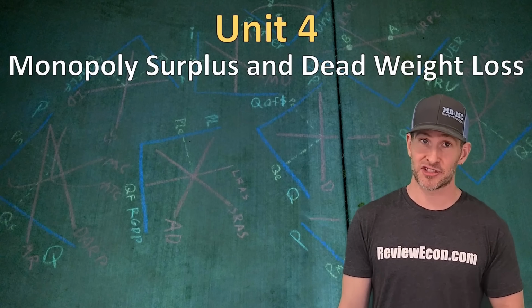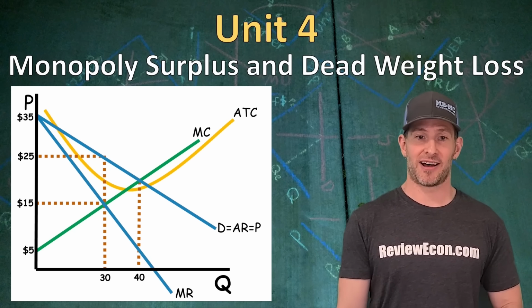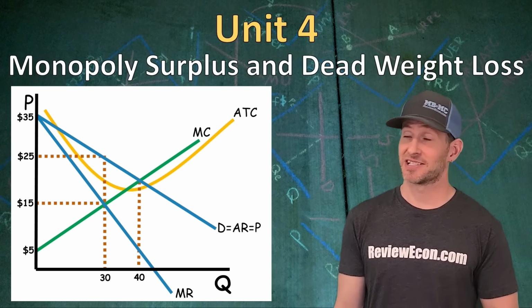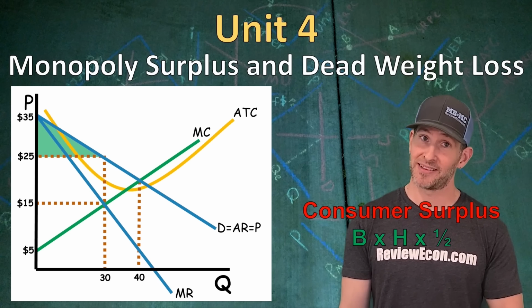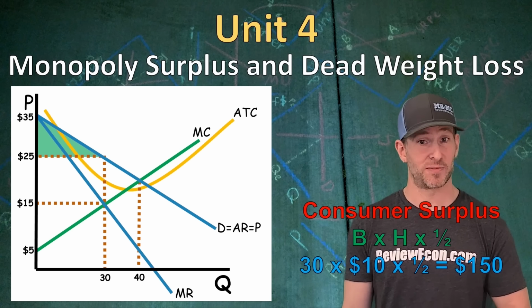Let's see if we can calculate the surplus for this monopoly as well as the dead weight loss. The consumer surplus is found on that triangle. Base times height divided by 2 will give the answer. And here, plug in the numbers, it's $150 worth of consumer surplus.